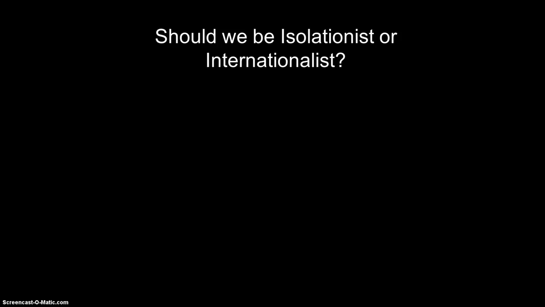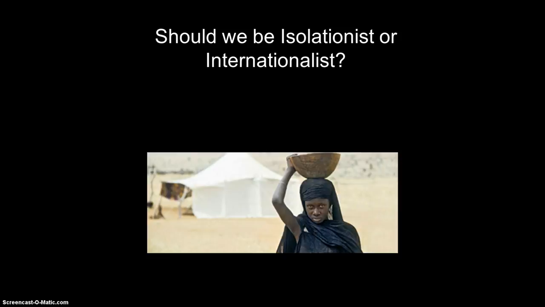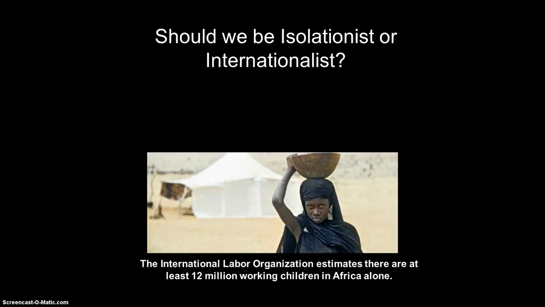Right, the first question we have to ask ourselves is, as a country, should we be isolationists or internationalists? And we talked in class about this example, the fact that the International Labor Organization has estimated that there are at least 12 million working children in Africa alone. And instead of going to school or getting an education, they're working in order to sustain their families and their lives. And the question becomes, should we care as a country?